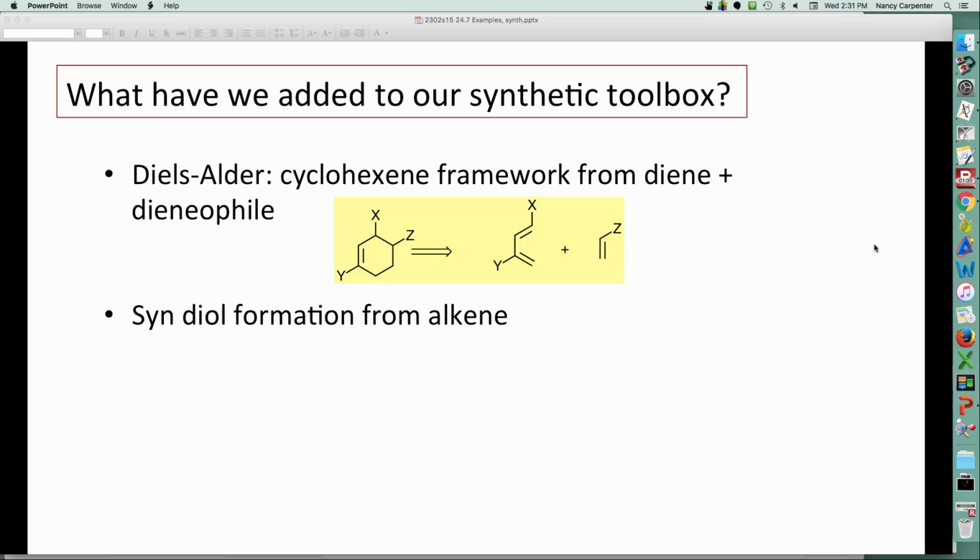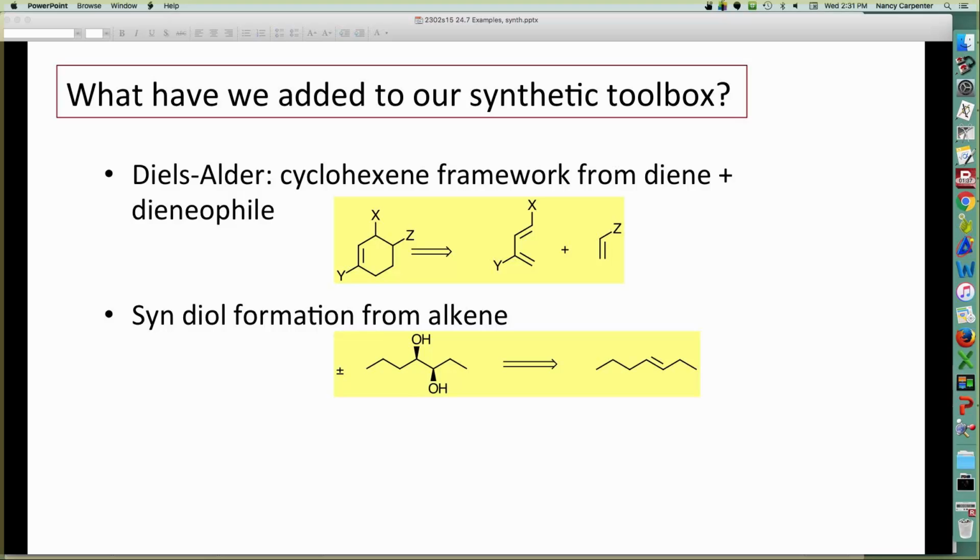How about syn-diol formation? Yes, we've learned about that. So whenever I see a target that has two hydroxyl groups right next to each other and they're both syn, then that's strongly implying that that functionality came from an alkene, and I add something like permanganate or osmium tetroxide to get to my syn-diol.